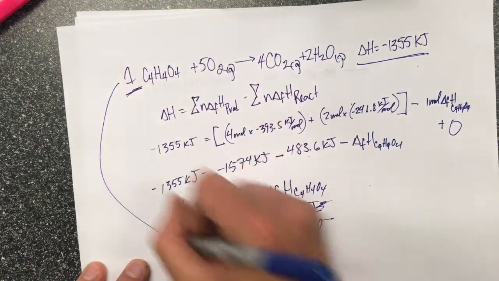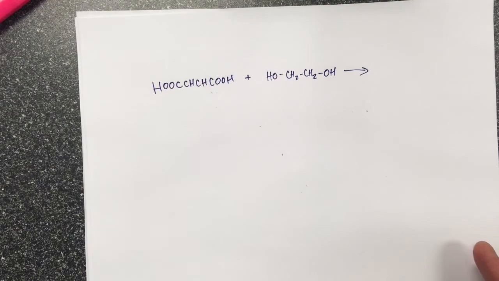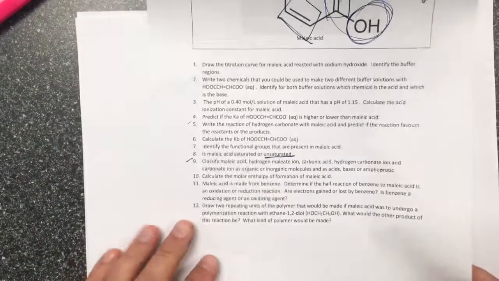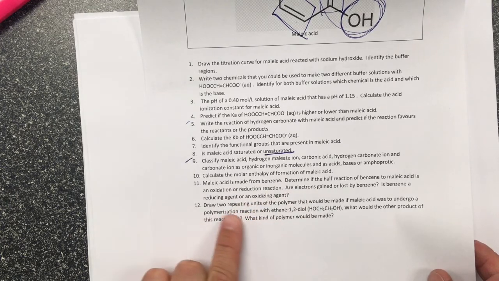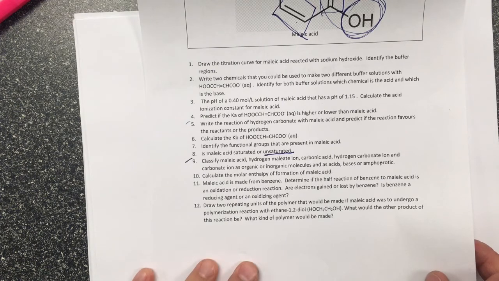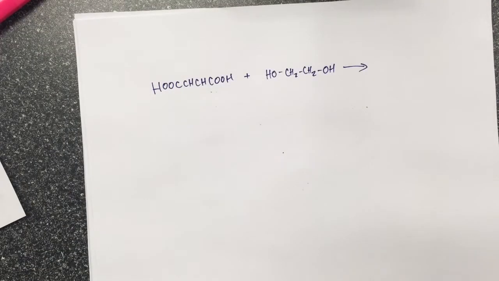Because this is a 1, the enthalpy for that formation is going to be 1. Okay? Now, the next question says maleic acid is made from benzene. Determine if the half reaction of benzene to maleic acid is an oxidation or reduction reaction. Are electrons gained or lost by benzene? Is benzene a reducing agent or an oxidizing agent? So we're really trying to get all of those definitions.